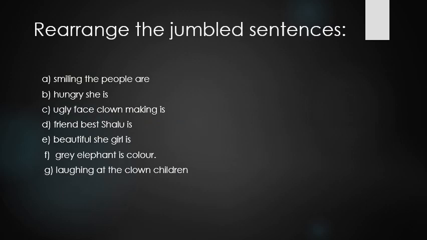Okay, children, so here I have given you certain sentences. Rearrange the jumbled sentences. Smiling, the people are. The answer will be the people are smiling. Okay. Hungry she is, she is hungry. So in this manner you are supposed to do the jumbled sentences. You have to rearrange them in the proper form and see to it that it's a complete sentence and makes complete sense. Kindly do all the work in your notebook where you have been doing the English homework.